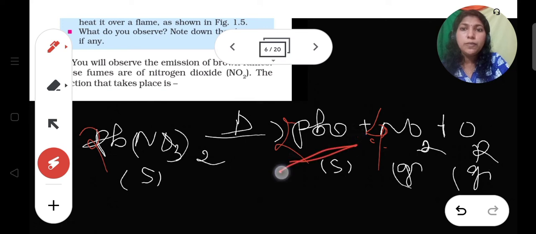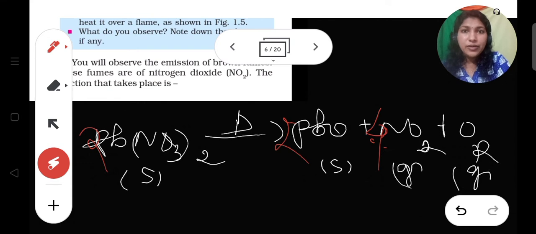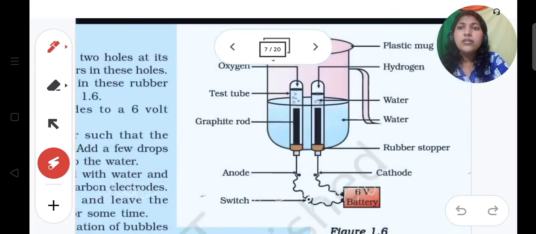Here also 2 plus 8, that is 10, 10 plus 2 12. So this is a balanced chemical equation. So I think activity 1.6 is completed. Next, what about activity 1.6?